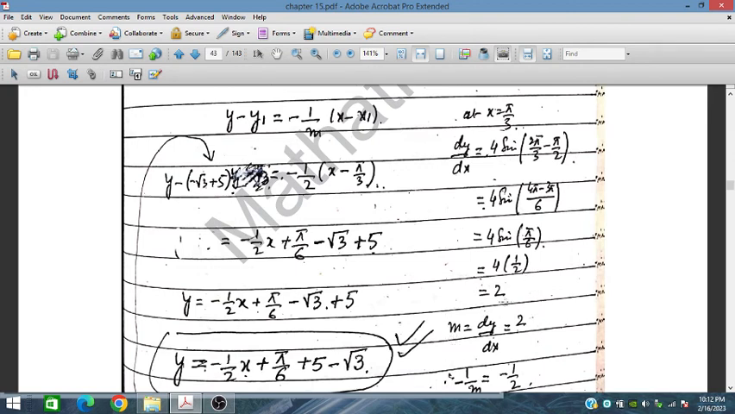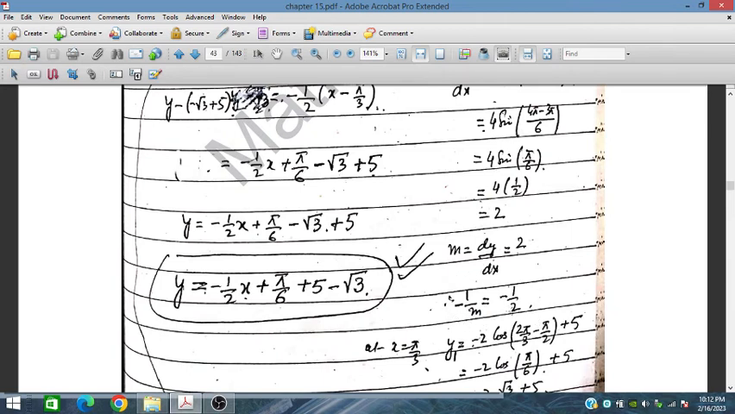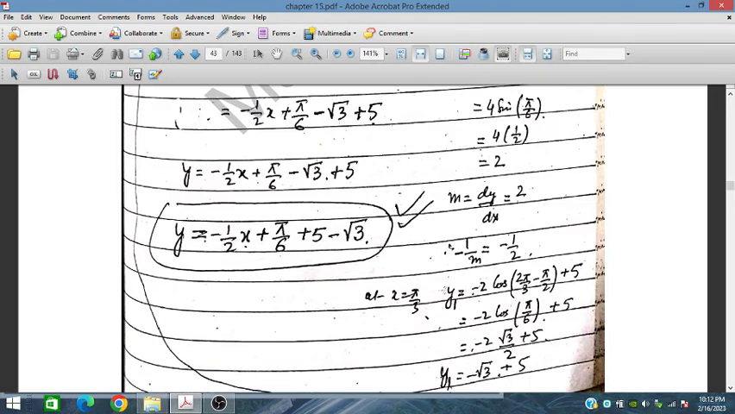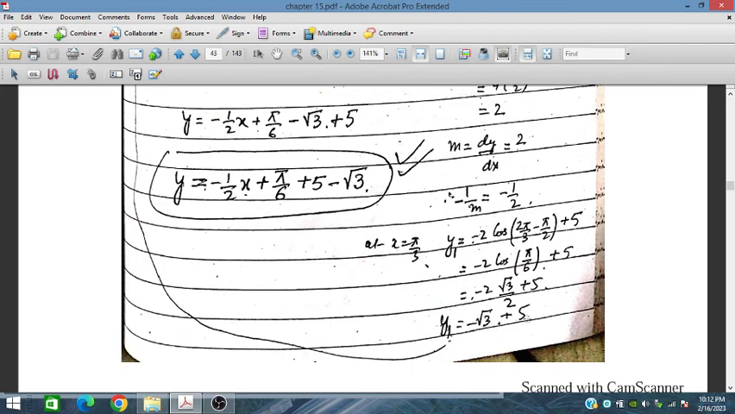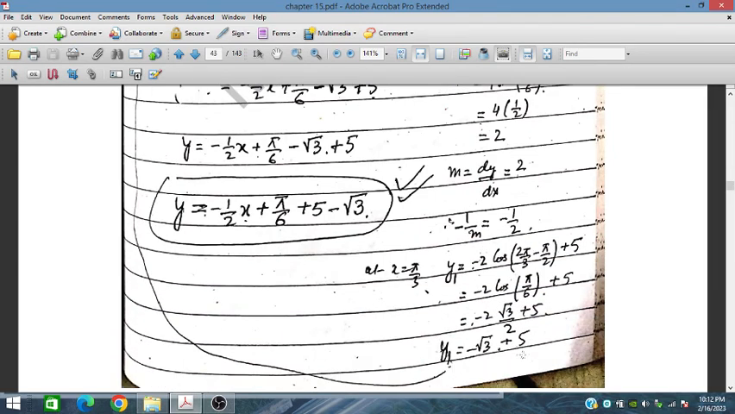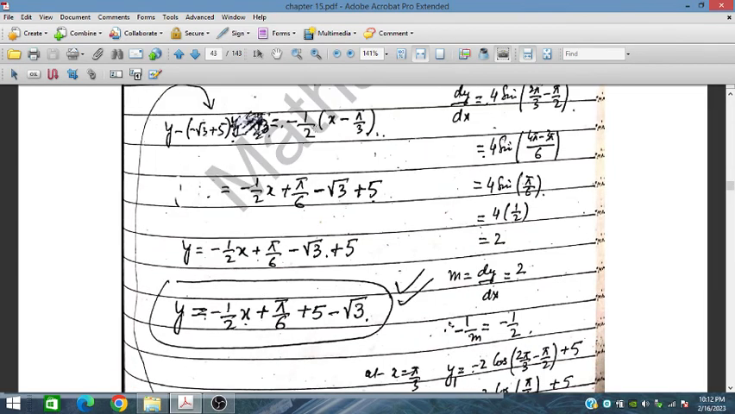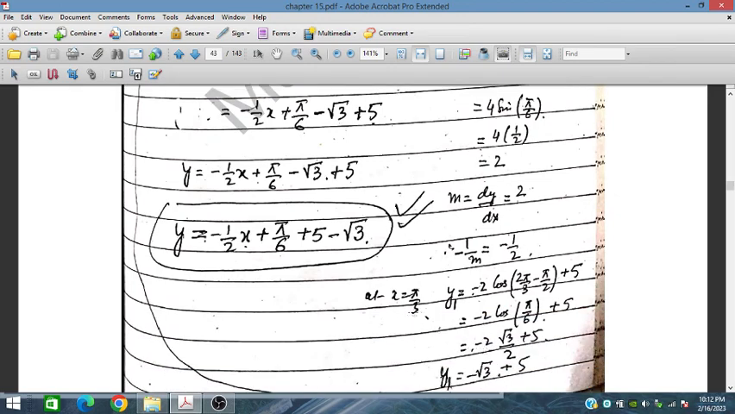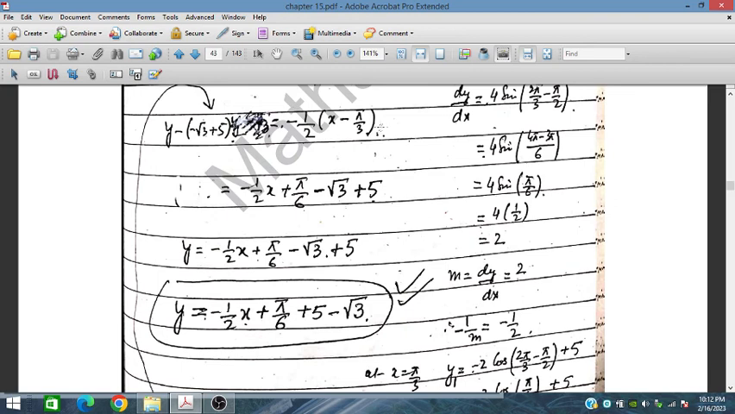So this is the gradient of the tangent. So the gradient of the normal would be minus 1 over 2. As a result, at x equal to pi by 3, the y1 value will be minus under root 3 plus 5. So we will use y minus y1, which is y minus (minus root 3 plus 5), equal to minus half times (x minus pi by 3). This x1 is pi by 3, and on simplification we have obtained this result: y equals minus half x plus pi by 6 plus 5 minus under root 3. So this is the resultant equation of the normal to the curve.